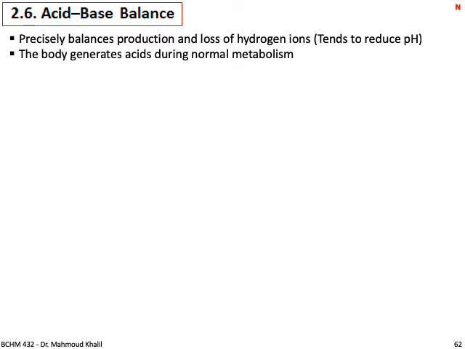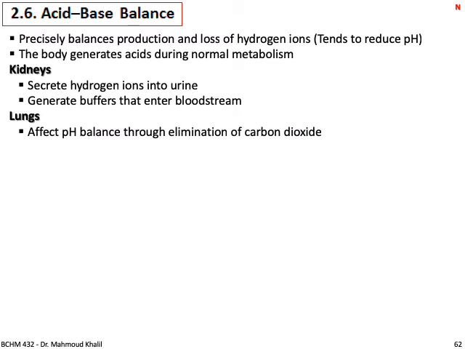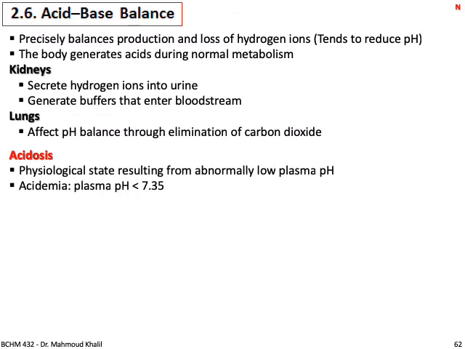We'll shift to another topic, which is the acid-base balance. This balance actually controls the amount of hydrogen ions, and these hydrogen ions control the pH. As you know, the body generates acid during normal metabolism. The kidney secretes hydrogen ions into the urine and generates buffers that enter the bloodstream. The lung affects pH balance through elimination of carbon dioxide.